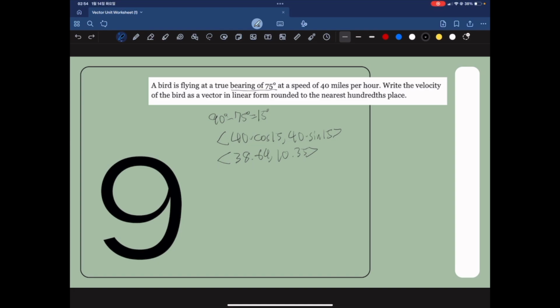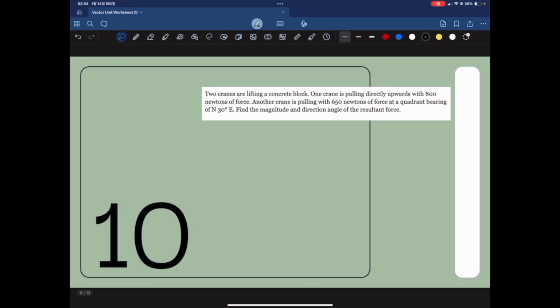That is our velocity vector. And in linear form, we can write it as 38.64i plus 10.35j. That is our answer. Now, last question. 2 cranes are lifting a concrete block. One crane is pulling directly upwards with 800 newtons of force. Another crane is pulling with 650 newtons of force at a quadrant bearing of N 30 degrees E. Find the magnitude and direction angle of the resultant force.